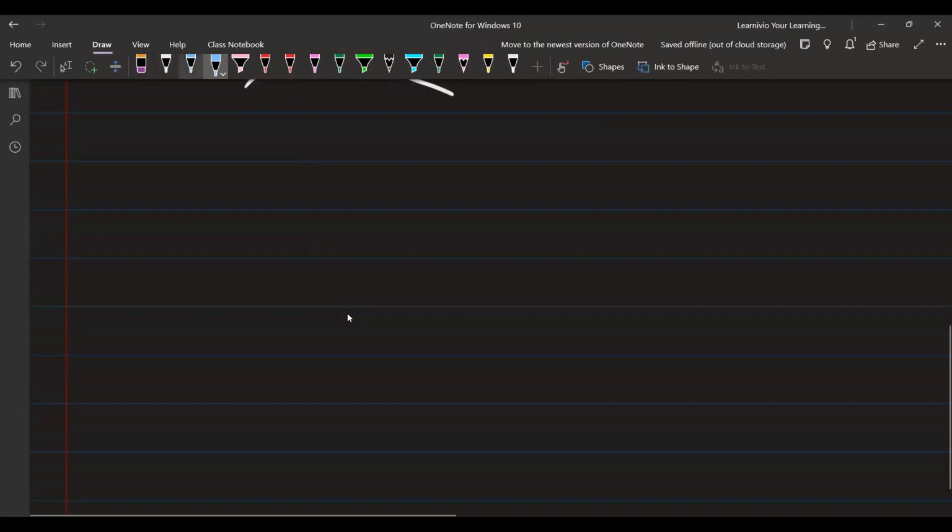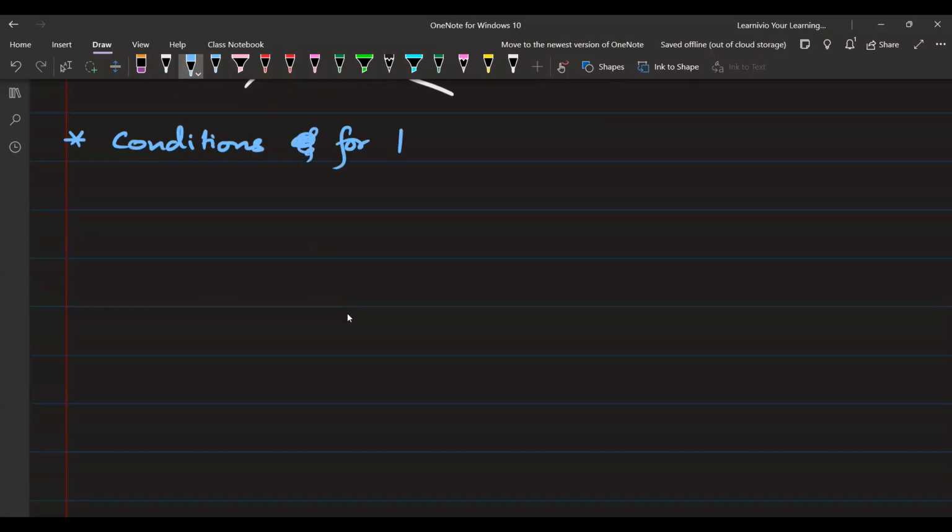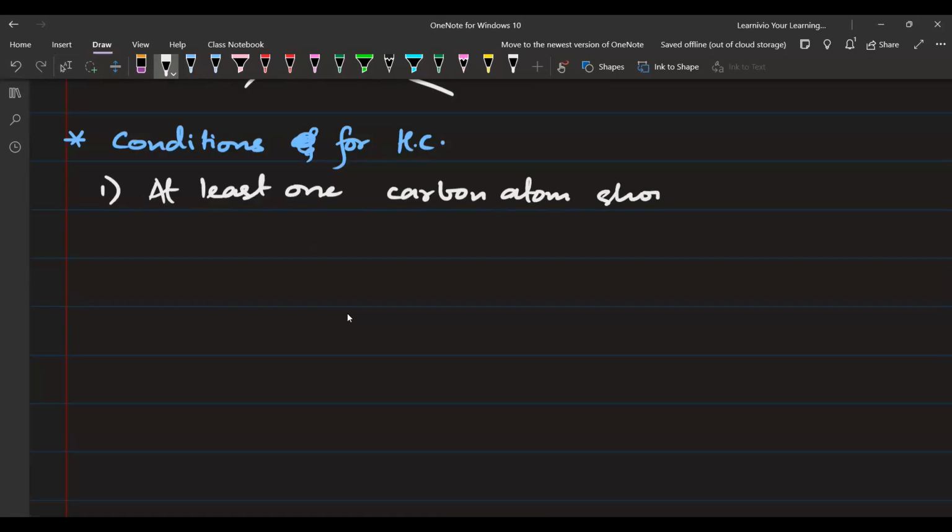This is very important. Please write this with me. Conditions for hyperconjugation. There are two conditions. Number one, at least one carbon atom should be sp2. Now, when I say sp2, it should be either a carbocation, or a carbon free radical, or a carbon double bond. One of these three things should be there, at least a carbon-carbon double bond.